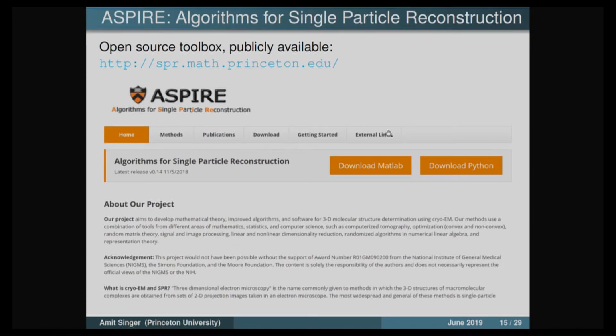For those who really care about it, there is also a software package that we developed called Aspire. It's an open source package. You can have it in MATLAB and Python.